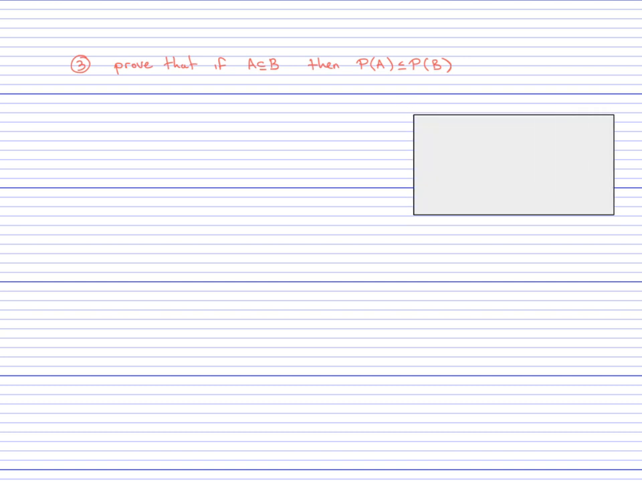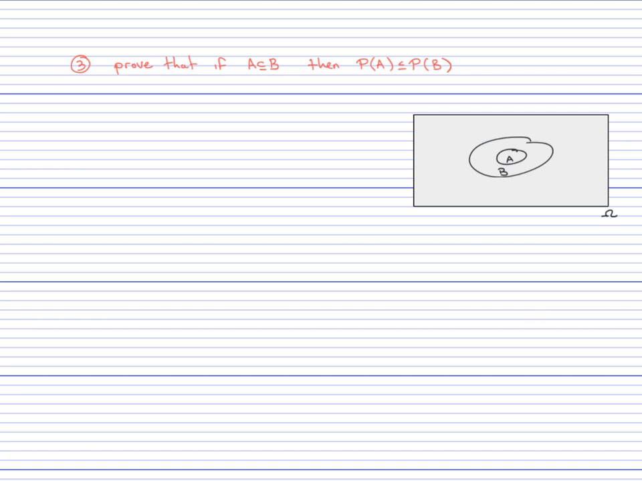Now let's continue with property number 3. We need to prove that if A is a subset of B, then the probability of A needs to be less than or equal to the probability of B. Now I'd like to explain the intuition by using again the Venn diagram. Here's the Venn diagram, where A is a subset of B. That means that you have two events, A and B. Here is, of course, the sample space. According to the property, if A is a subset of B, then the probability of A is less than or equal to the probability of B. That means that the area of A needs to be less than or equal to the area of B. And of course, we can see that from the Venn diagram.